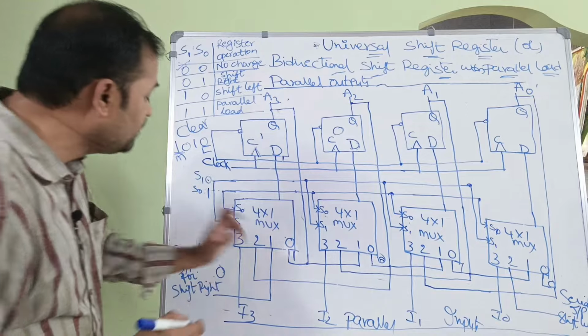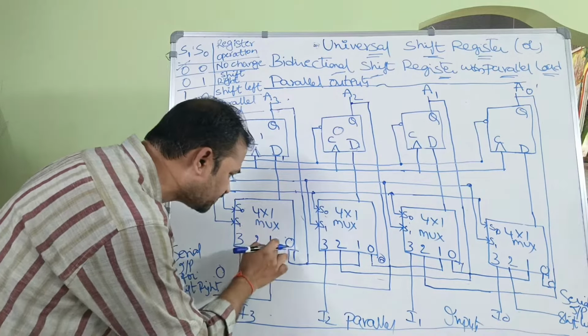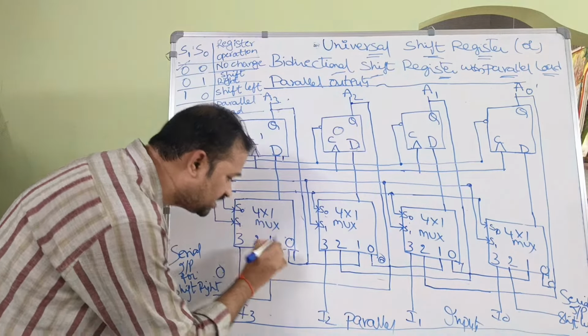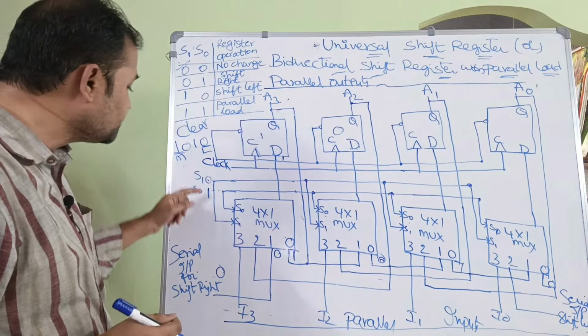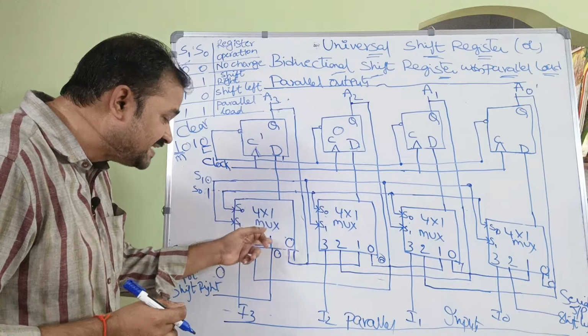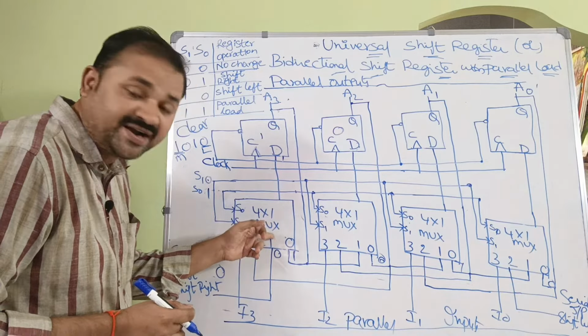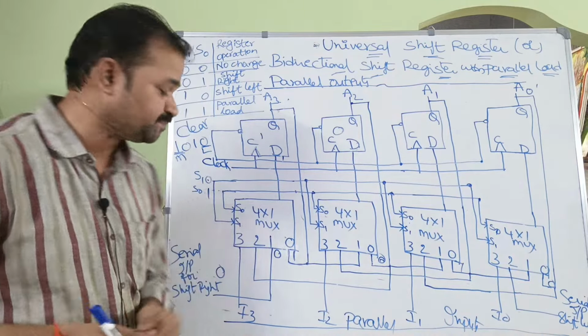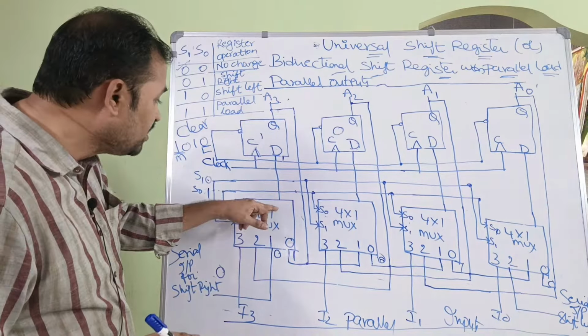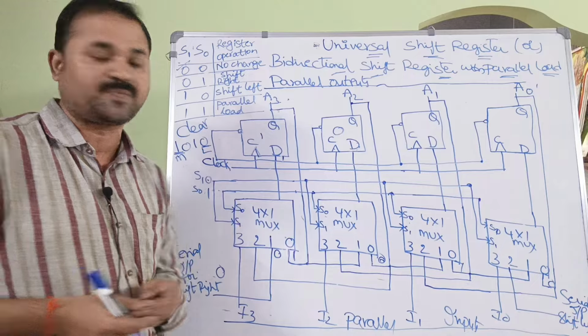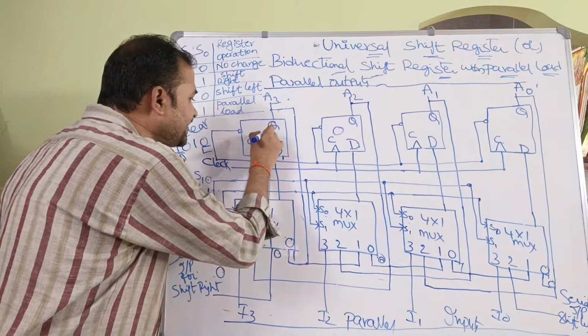That 0 will be passed as input to data input line 1. Now this data input line 1 contains 0. We know that if the selection inputs are 0, 1, then data input line 1 will be selected as the output. So what does data input line 1 contain? 0. So that 0 will be passed as input to the D flip-flop. So now the D flip-flop will contain 0.